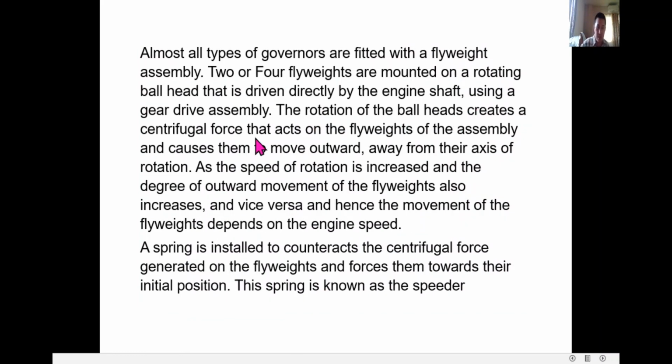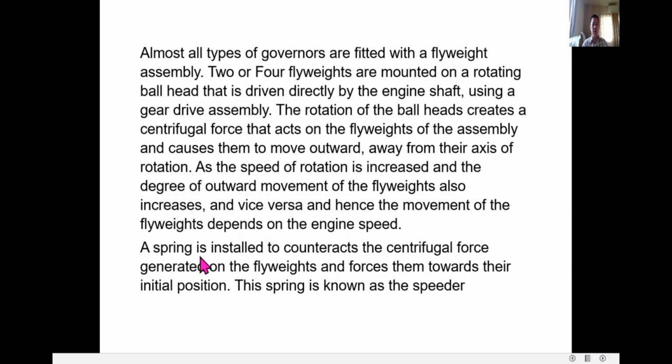Using a gear drive assembly, the rotation of the ball heads creates a centrifugal force that acts on the flyweights of the assembly and causes them to move outward. Centrifugal force moves them away from their axis of rotation as the speed of rotation is increased, and the degree of outward movement of the flyweights also increases, and vice versa. Hence the movement of the flyweights depends on the engine speed.